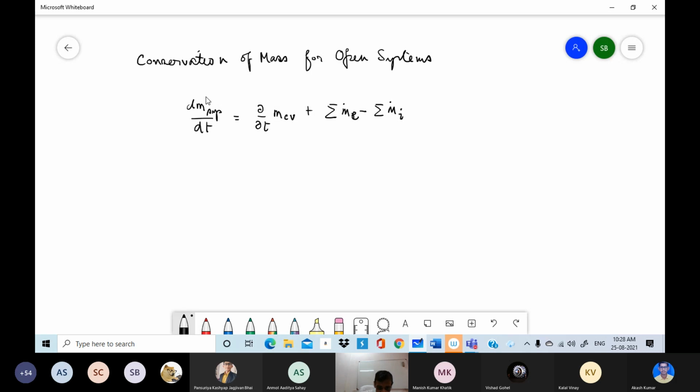For such a system, the mass in the system remains the same because I am following a fixed amount of material. So then this is equal to 0.